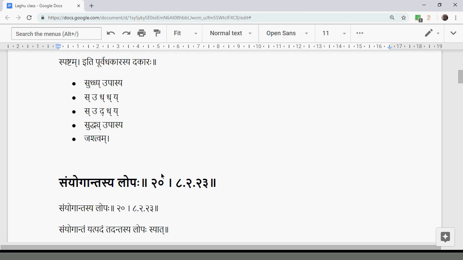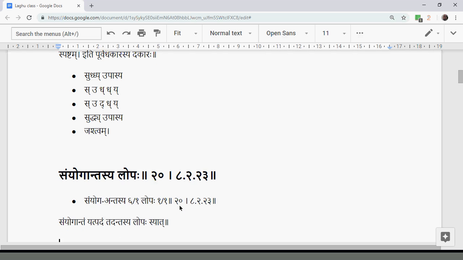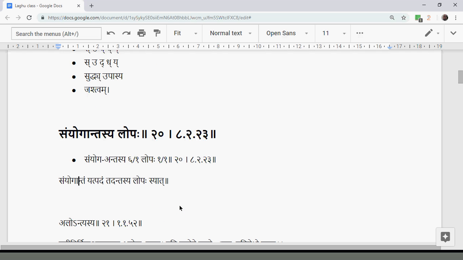Sanyogantasya lopaha bhavati. Sanyogantasya. Sanyoganta is what? Sanyoga antasya. There is a samasa. Antasya, what is at the end? Sanyoga antasya lopaha. Lopa is the adesha. For what? Antasya. Sanyoga antasya. Sanyogantam yat padam tadantasya lopasya. This is also in the 8th chapter, 2nd pada, 23rd sutra.